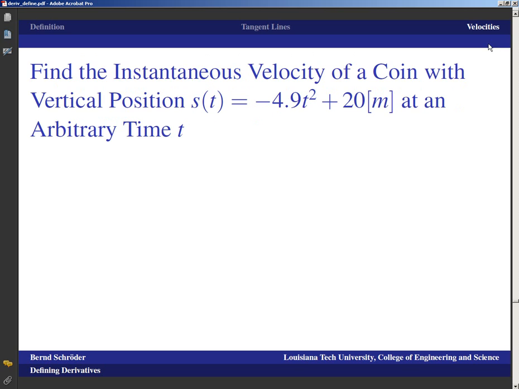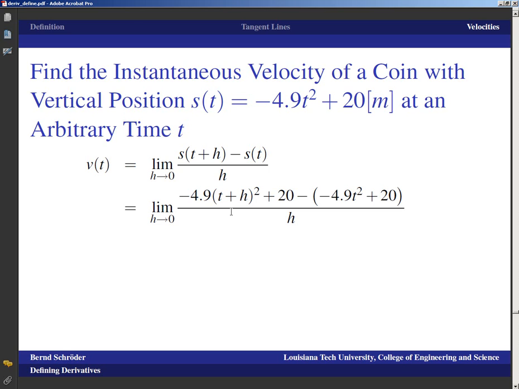Okay, now velocities were also something that we dealt with, and so we're going to revisit this problem of finding the instantaneous velocity of a coin that was dropped off a 20-meter tall building, and we're going to find that instantaneous velocity this time at an arbitrary time t, not just at time t equals 1 or 2 that we had in the previous presentation. Okay, so the velocity is the limit as h goes to 0, position at t plus h minus position at t divided by h. We plug that in.